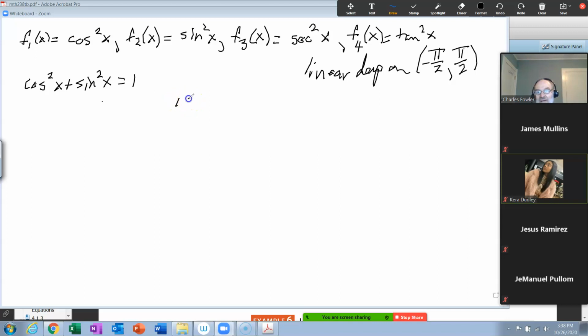Let's do tangent squared x plus 1 is equal to secant squared x. Now how do we get that? If we divide everything on both sides of this equation by cosine squared x, this will give you a 1, this will give you a tangent squared x, and this will give you a secant squared x. So you know that's true.